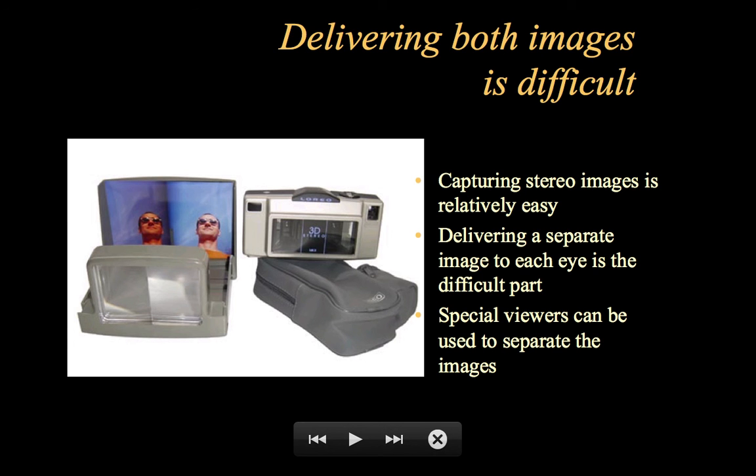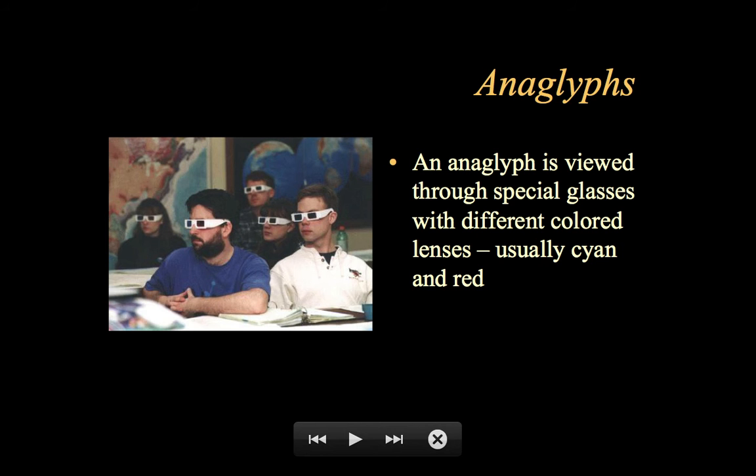So this here is a special viewer that could be used. It's kind of a modern one. But the Victorians were very ingenious. They had some great things. Now, an anaglyph is an image that's viewed through special glasses. Colored glasses act as filters. Usually one is cyan and one is red.